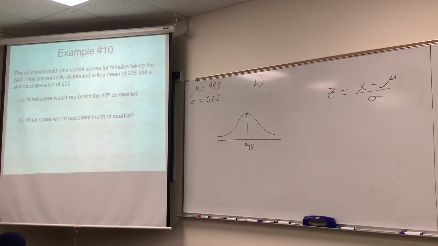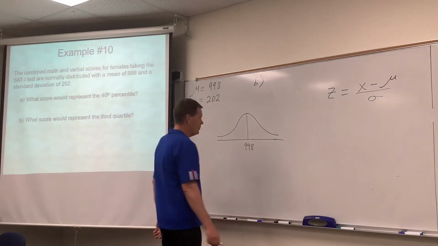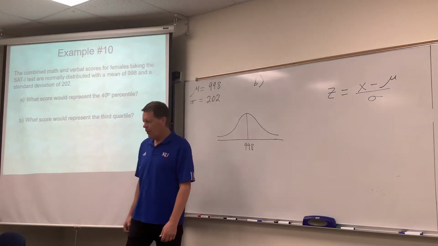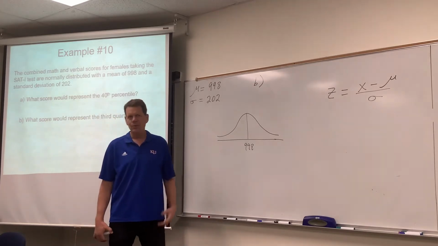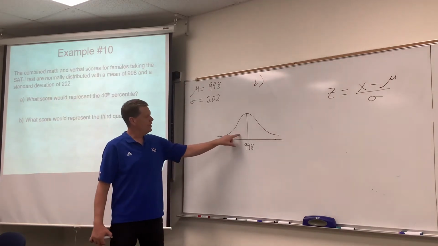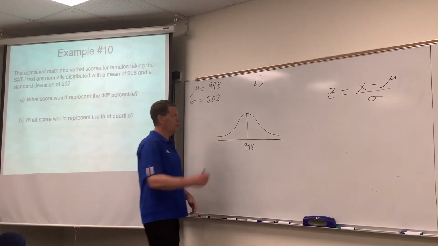All right, so here we go with normal distributions, and this would be example 10b. It asks us what score. We already set this up in 10a. We're talking about the SAT. It's normally distributed with a mean of 998. What score would represent the third quartile?